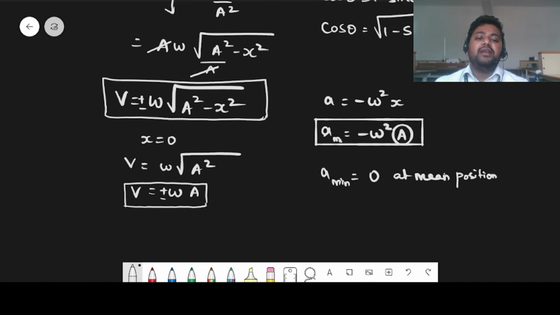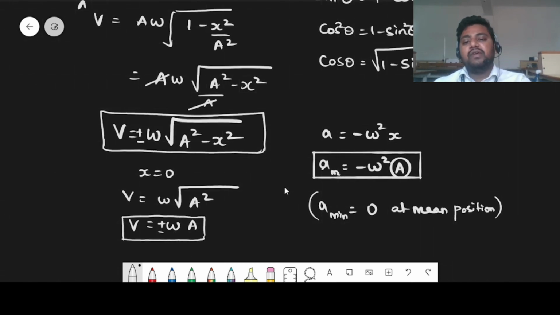In this way we can analyze the equation of SHM in different ways. We can substitute the values, and we can analyze what is the velocity of the object at different positions at different times. Okay, so I hope you understood this well.